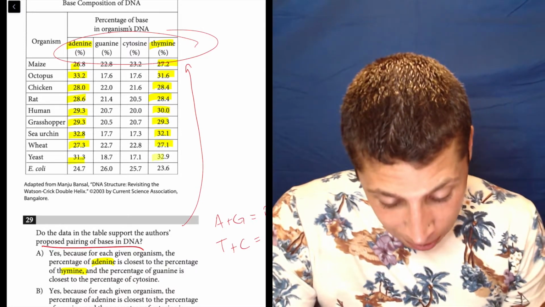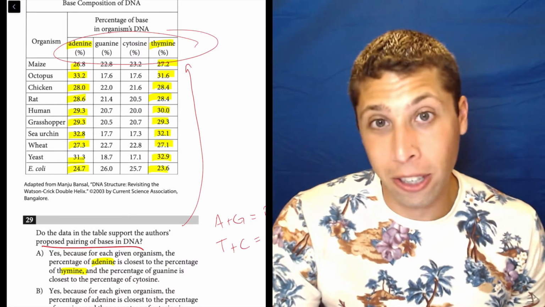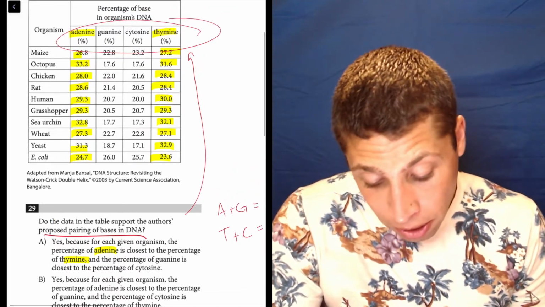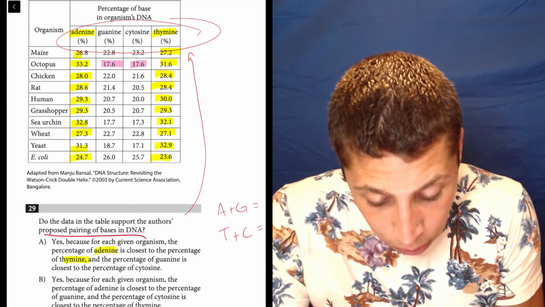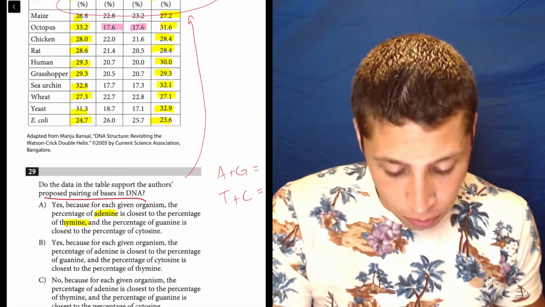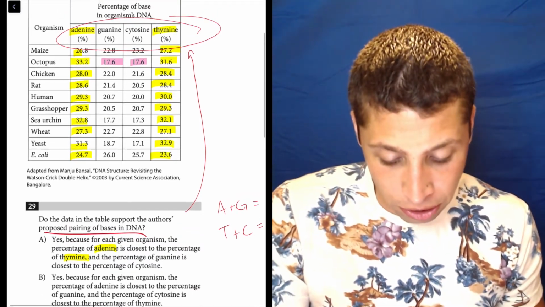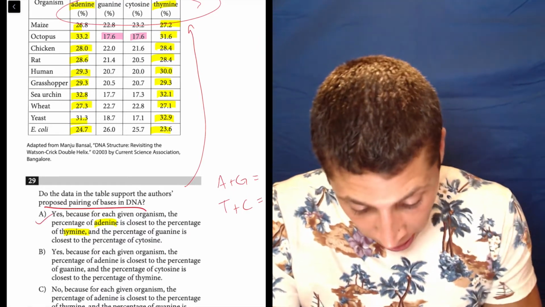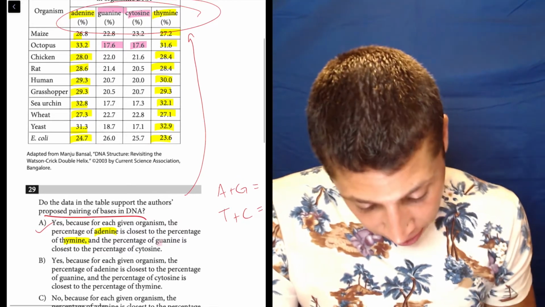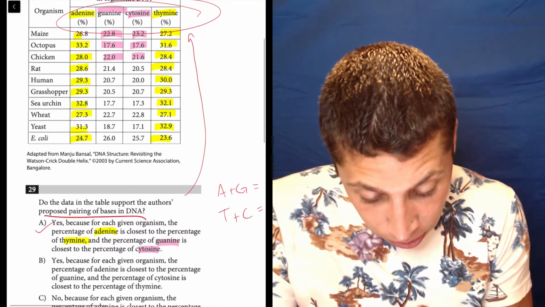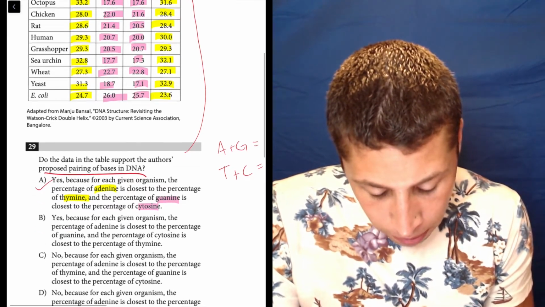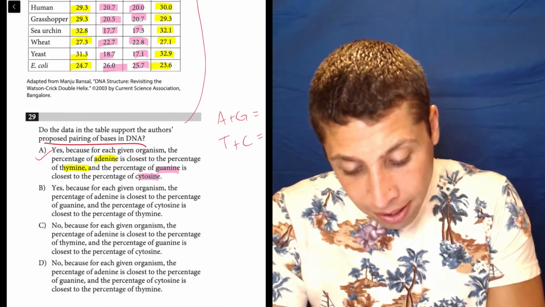So it's off, but look, it's all the way down. These are pretty darn close, right? They're close, not necessarily the same. And if you compare them to the other ones, you can see the other ones are way off. They're closer to each other than they are to any of these. So yes, because for each given organism, the percentage of adenine is closest to the percentage of thymine. That seems true. And the percentage of guanine is closest to the percentage of cytosine. Well, I just did that, right? Guanine, cytosine. So yeah, seems close, seems close, seems close. Yep, these seem pretty good. So that tells me that the facts in this choice are true.